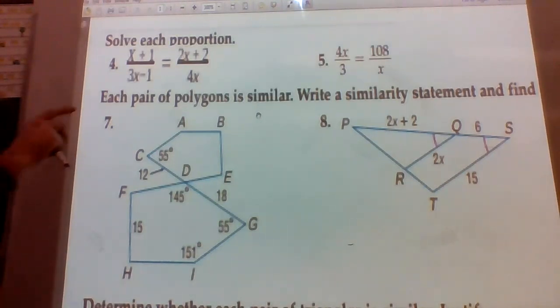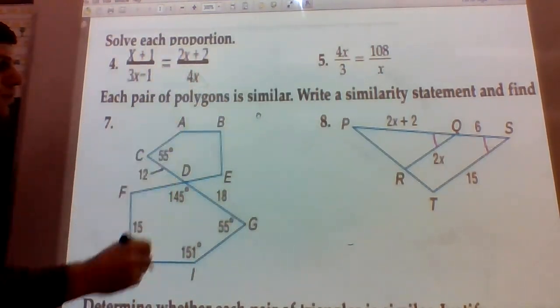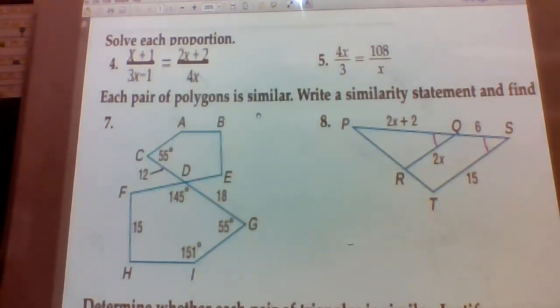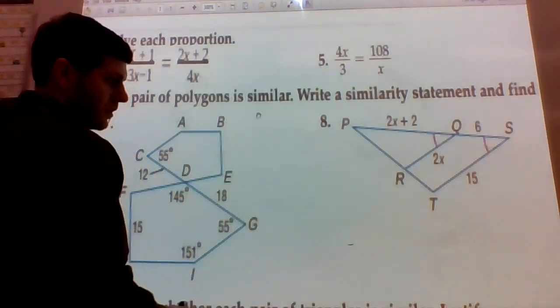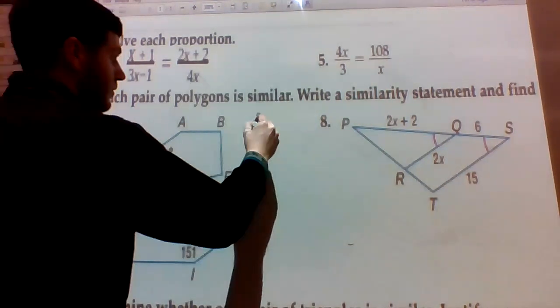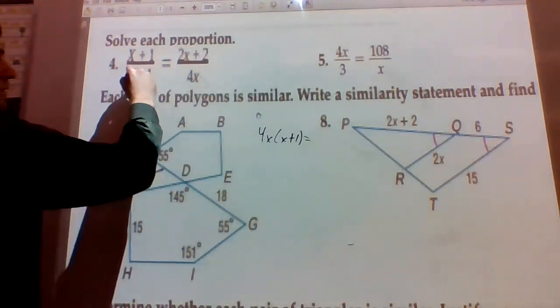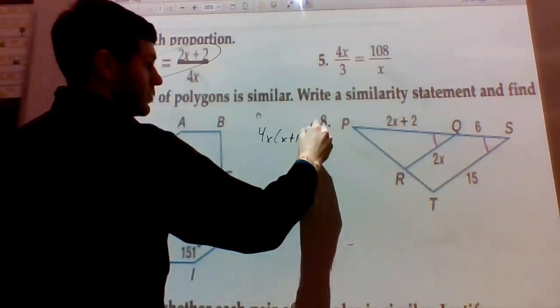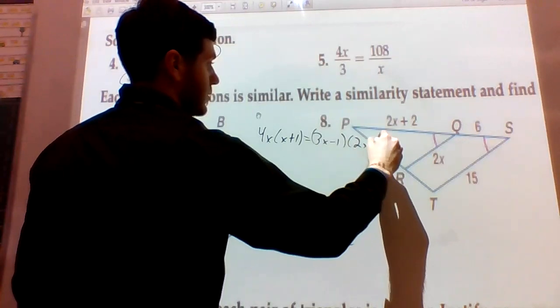So to solve proportions, we need to cross multiply. So we're going to have 4x times x plus 1, and then 4x times x plus 1. That's going to equal then 3x minus 1 and 2x plus 2.